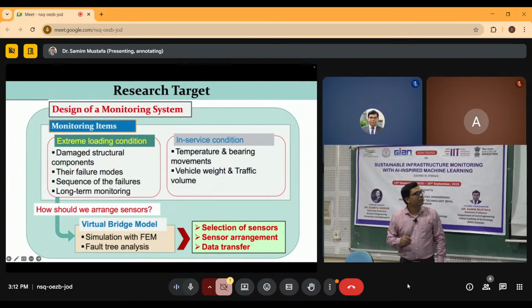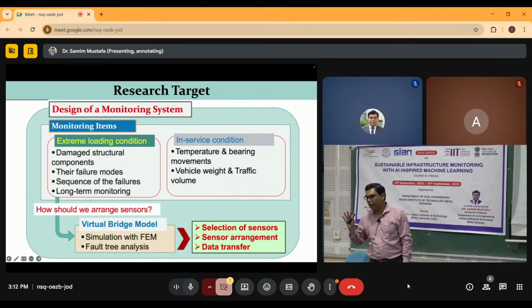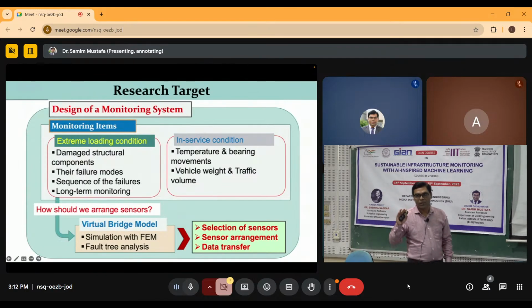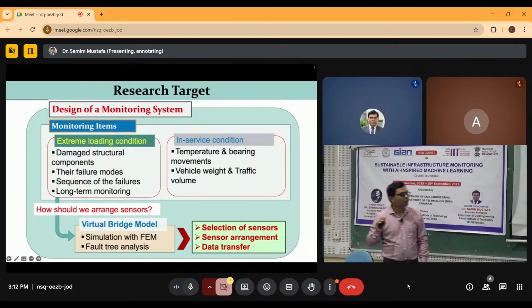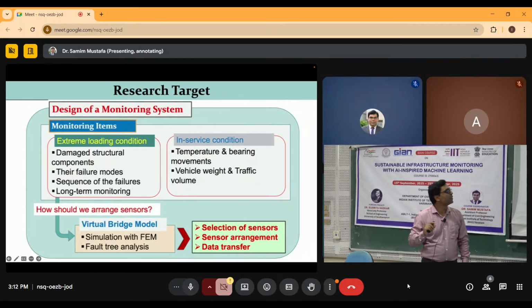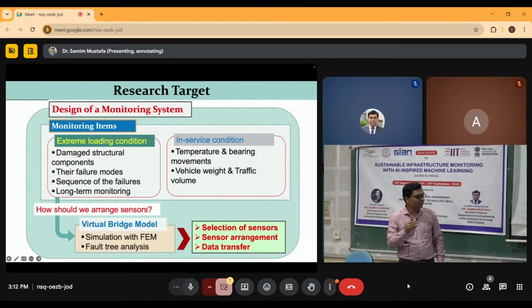For example, I will discuss this with the example of a bridge. A bridge is one of the critical structures. It requires a lot of money, a lot of funding and a lot of time to construct a bridge. So we should discuss this essential infrastructure for our GIAN course, which is on sustainable structures. While designing a monitoring system, as we have already discussed, there are two loading conditions: one is extreme loading condition and the other is in-service condition.